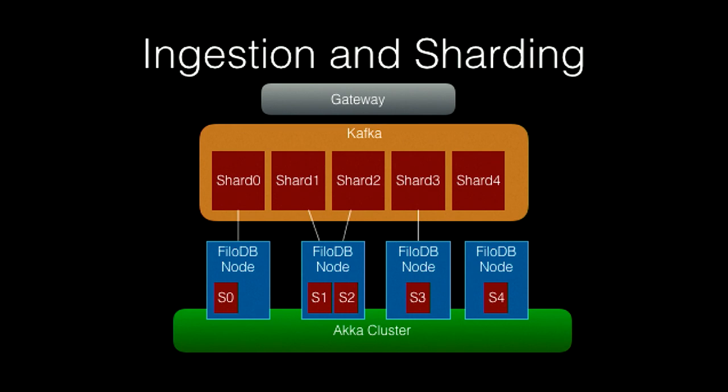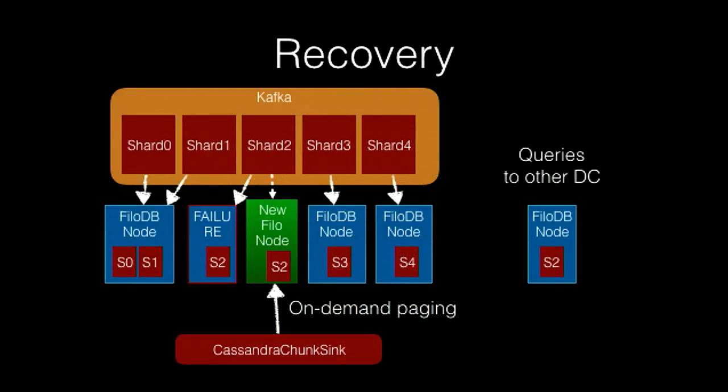So what happens if one of these fails? Let's say that the node that has shard 2 fails. Then let's say you have a new node that comes up. The clustering would recognize this. We have a singleton that would assign this node that data. It would start recovering data from Kafka. We actually don't read the data from Cassandra automatically. This is read on demand. The reason for this is that time series data is usually write heavy, and the reading is a lot lighter. So we just read it from Cassandra on demand, which matches the Cassandra data model well because it is a key value store.